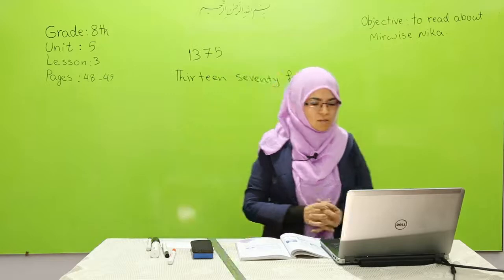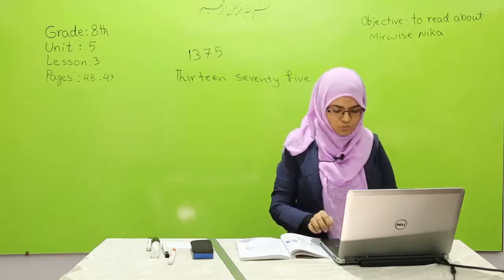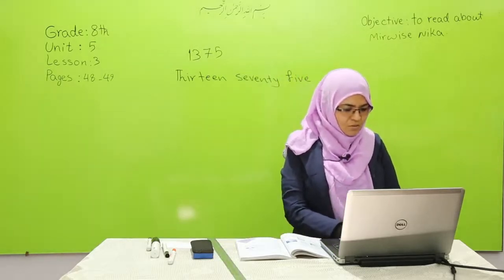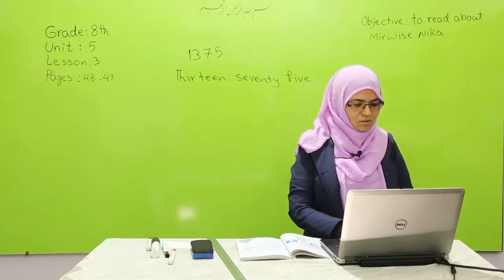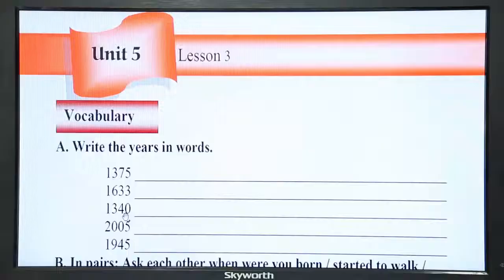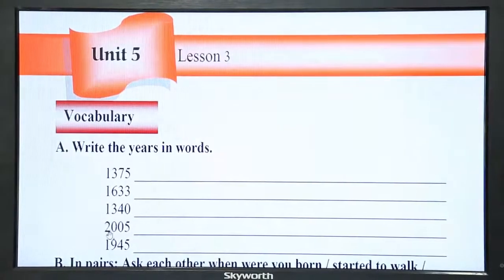Let's read the years, then you have time to write them in your notebooks. The next year is 1633. Then we have 1340. And next is 2005. The last year is 1945.